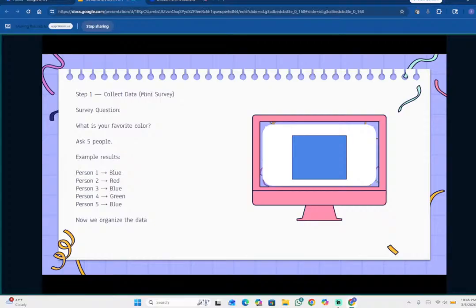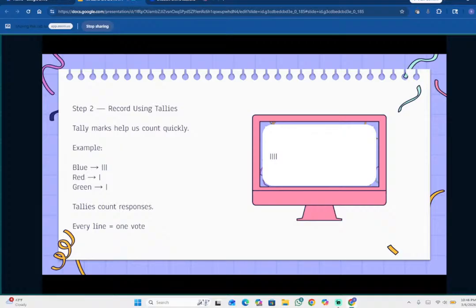Now we organize data. We record data using tallies. Tally marks help us count quickly instead of writing 1, 2, 3, 4, 5, 6. Tallies make it easier to record data and count them all up later at the end. So for example, we asked 5 people in total what their favorite color was.